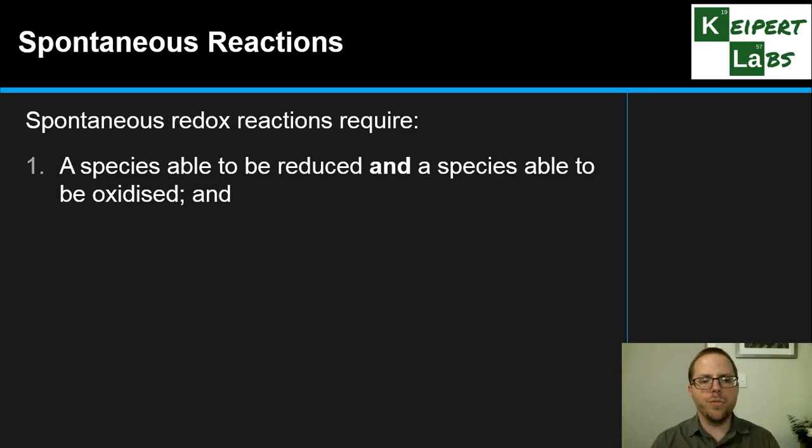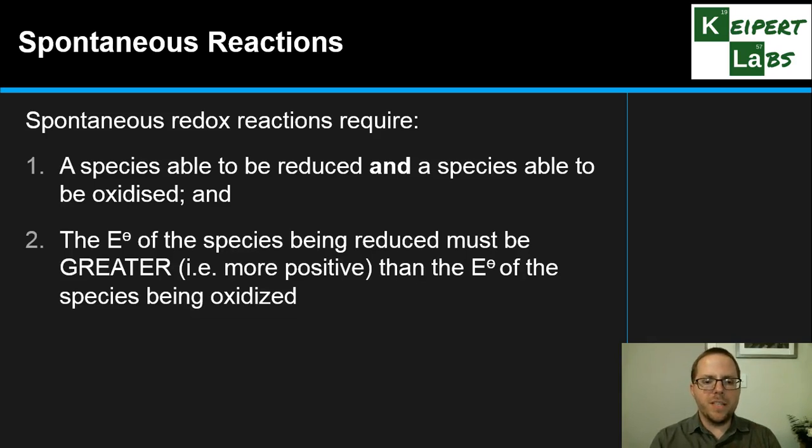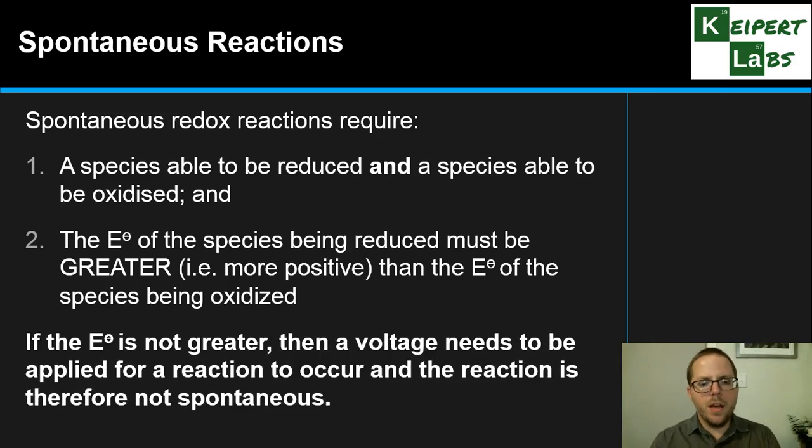And here's another crucial factor. The E0 of the species being reduced must be greater, or more positive, than the E0 of the species being oxidized. If we're trying to get a reduction of the one that is less positive or more negative, so it doesn't tick that second box, those reactions can still work, but we must apply an external voltage. We must plug them into something else that is able to make that reaction occur. They will not spontaneously do that.